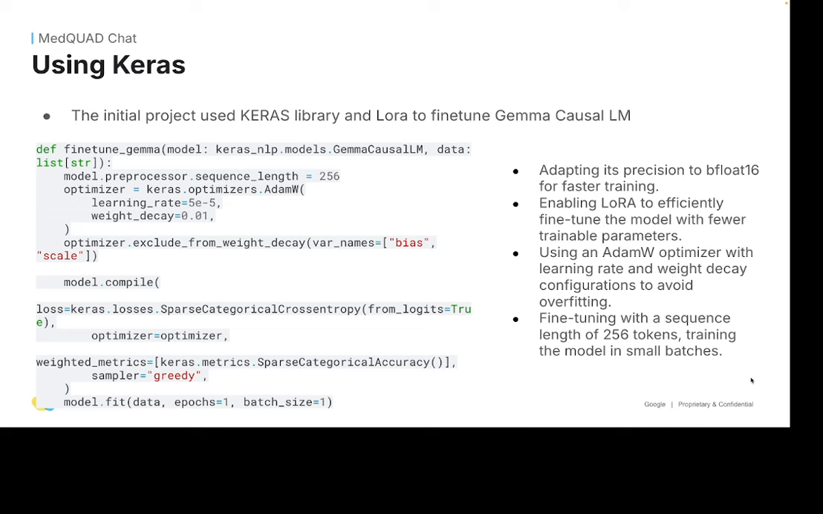The first thing that was done, after prompting and cleaning up our data set, was to fine-tune using the Keras library and LoRA. LoRA was used to efficiently fine-tune the model with fewer trainable parameters. There are resource constraints: the time and resources available to train the model are a constraint for the project. So one way of balancing the resources I have with my data set and my training is to introduce LoRA. Also, to avoid overfitting, the AdamW optimizer was used.